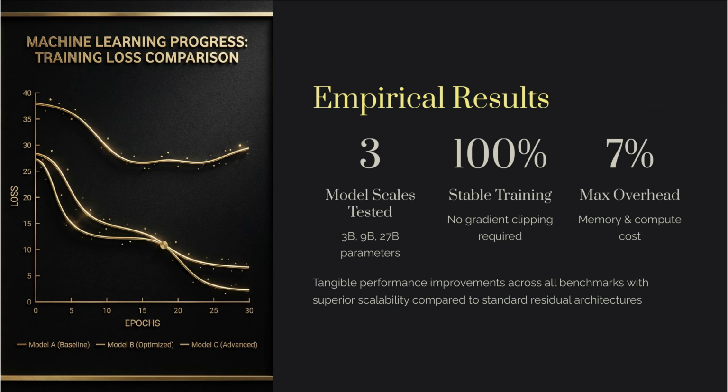Let me show you what the data actually says. DeepSeek tested mHC across multiple model sizes: 3B, 9B, and 27B parameters. Across the board, you see consistent, tangible improvements on key benchmarks. Compared to standard residual blocks that most transformers use today, mHC shows superior scalability. And here's what's really impressive: training stays stable. No gradient clipping hacks. No special tricks just to keep things from exploding. Clean, efficient training from start to finish.